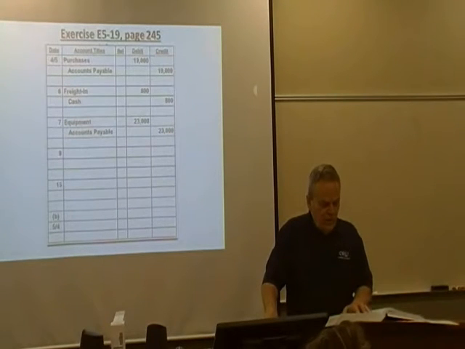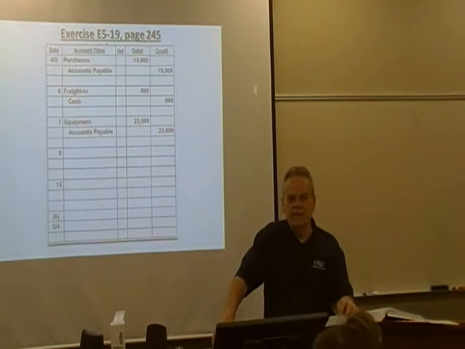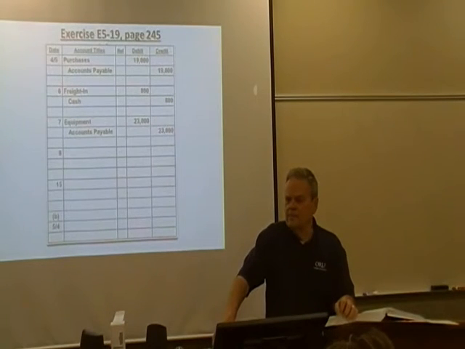Am I on April 8th? Yes or no? Yes. Return merchandise, which costs $4,000, to our supplier. I need a hand-up volunteer. Here she is, Mary. Debit accounts payable $4,000, and then credit purchase returns and allowances.